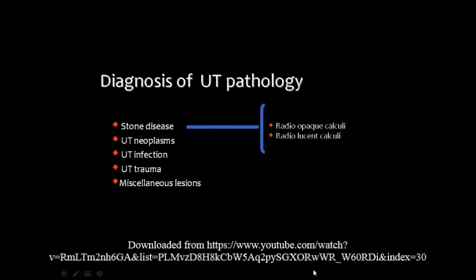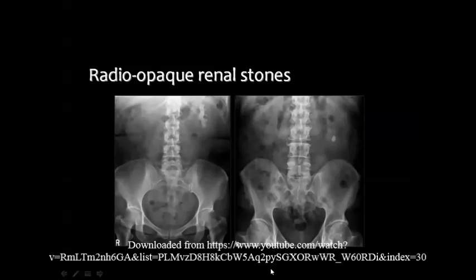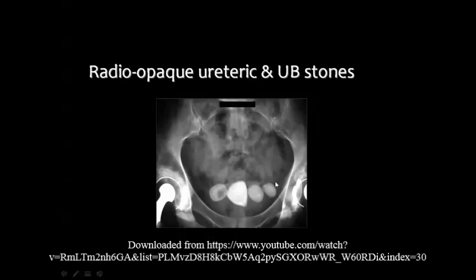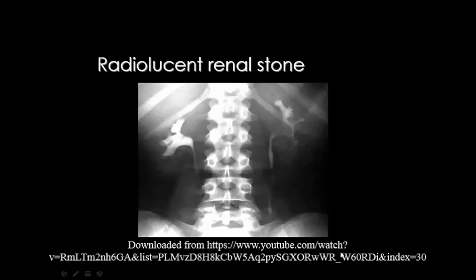And starting first by the stone disease, we have the radiopaque calculi and the radiolucent calculi. Radiopaque calculi will appear in the plain film as dense shadows. This is a small radiopaque calculus in the left kidney, and this is a larger, what we call a staghorn calculus in the left kidney also in another patient. Then you see a lot of radiopaque calculi in the region of the urinary bladder. These are the radiopaque calculi.